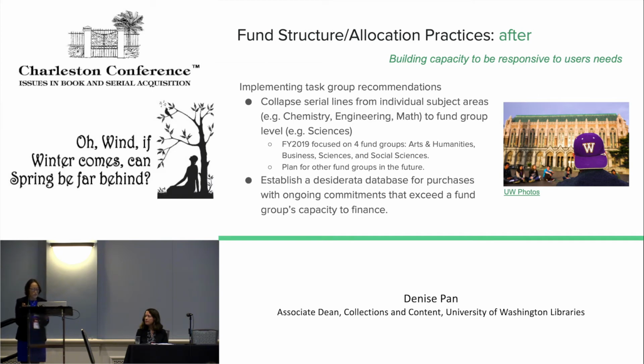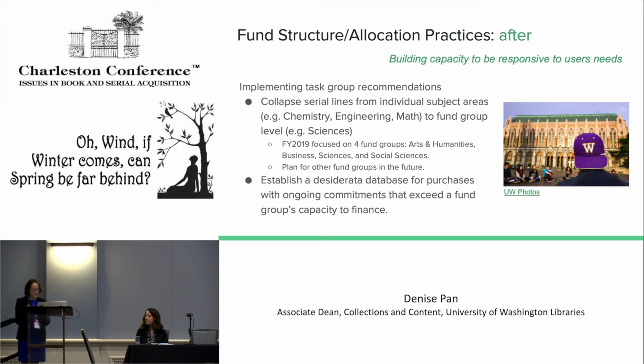So what did we actually end up deciding to do? In the first year, we were reducing the number of funds of ongoing serial costs at the fund group level. So we have 2 serial lines established for each affected fund group, one for database-like subscriptions and one for journals, both print and online. The separate fund lines will simplify the inflation calculation during the allocation process.